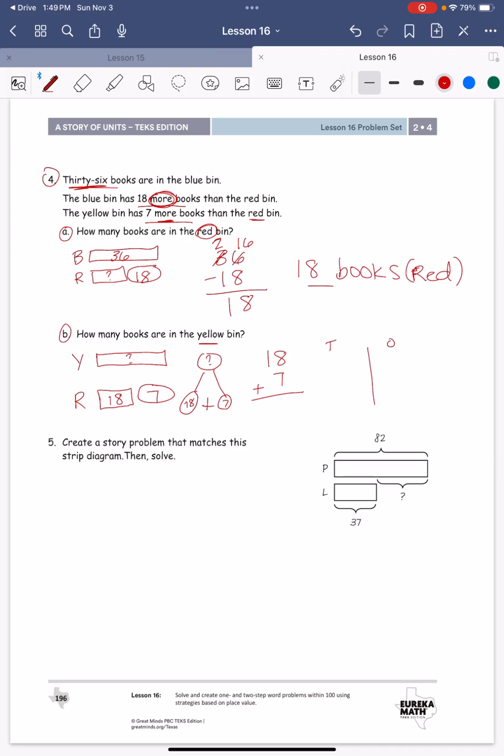So here's my tens place, my ones place. When I am doing addition, I draw both numbers. So I'm going to draw 18, I'm going to draw 7. I see that I have a 10 in my ones place, so I need to move it. So I'm going to get my 10 ones, I'm going to make a 10. So now I have 2 tens and 5 ones. So the yellow bin has 25 books.